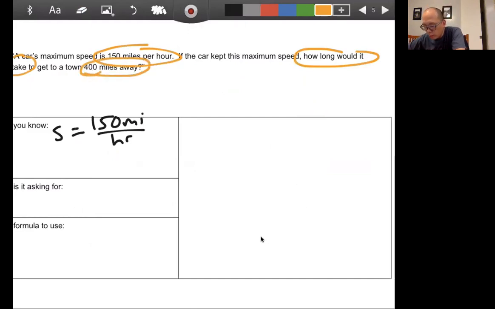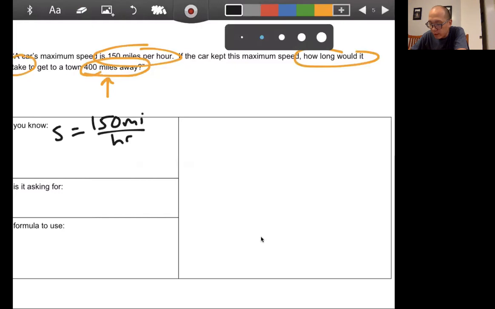So what is the other piece of information we know? This is a formula that has 3 parts. If we know 2 parts, we can solve for the third one. What is that other piece of information? Hopefully you can see it's the 400 miles away. So what is that in the formula? Is that speed? Is that time? Or is that distance? Well, we already know the speed is 150 miles per hour. Hopefully you can look at that and say, well, 400 miles away is not a time. There's only one thing left. That's a distance.